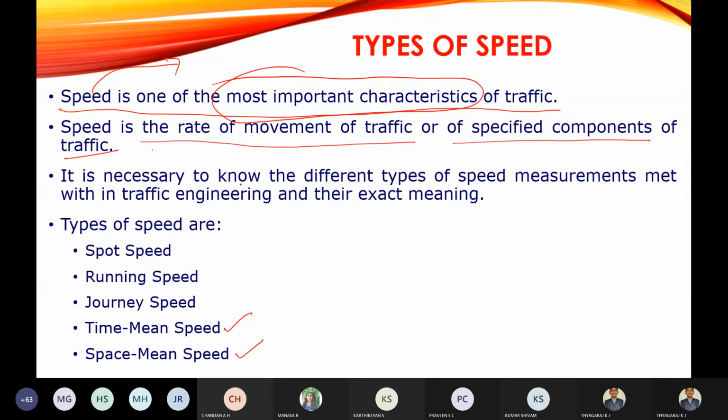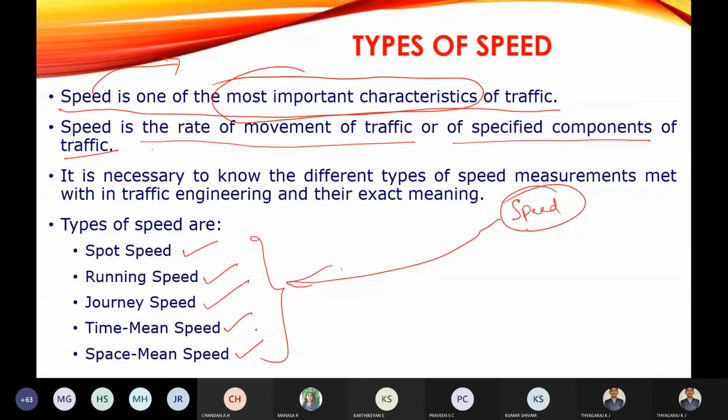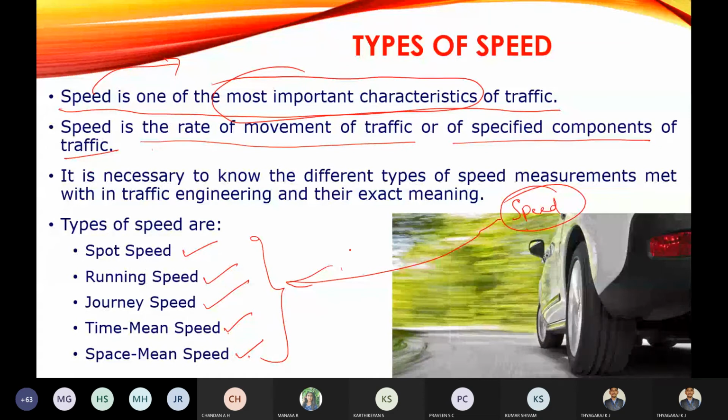Then it is necessary to know the different types of speed measurements met within traffic engineering. Again, the speeds are divided into 5 categories: spot speed, running speed, journey speed, time mean speed, and space mean speed.